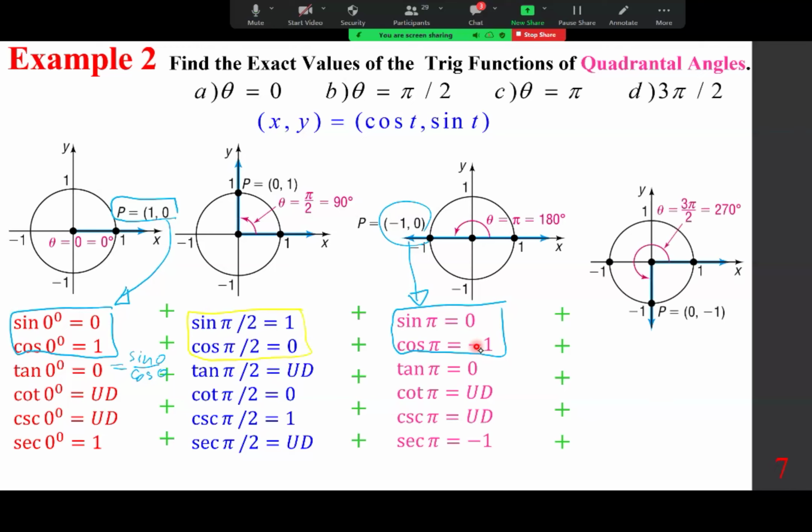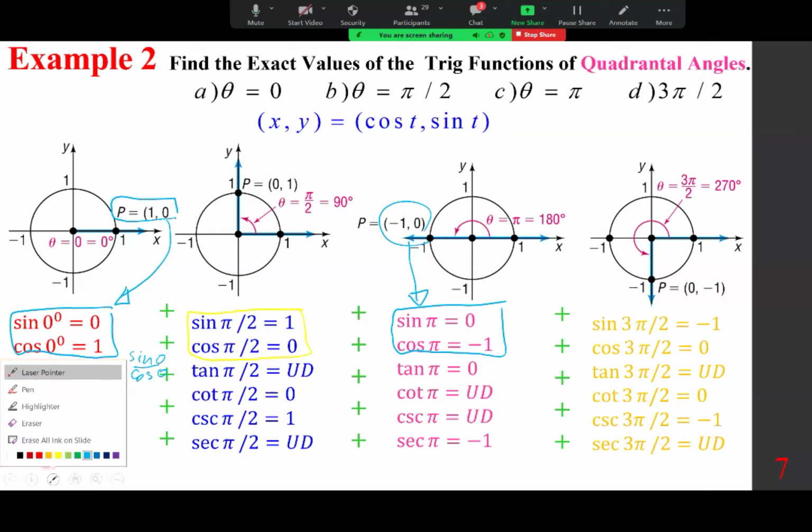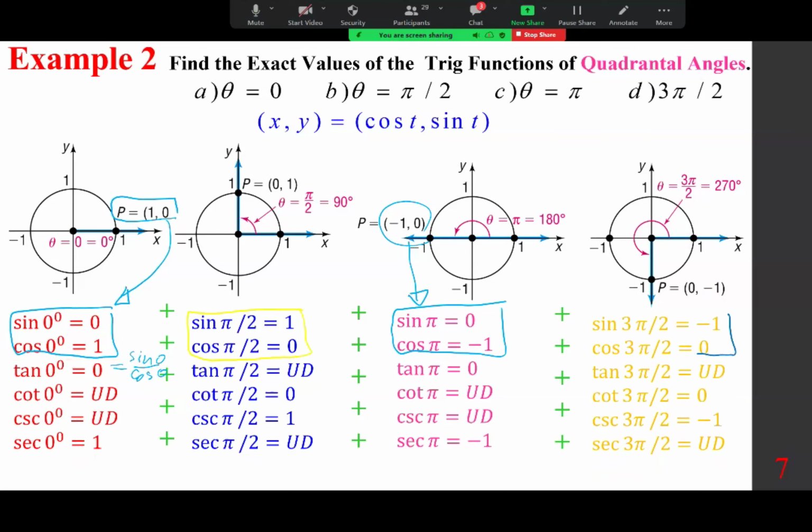Three pi over 2, coordinates (0, -1). So cosine of 3 pi over 2, or 270, is 0. Sine of 3 pi over 2, or 270, is -1. Again, I want to concentrate on those two. Concentrate on those two. Quadrantal angles, that's how you remember.